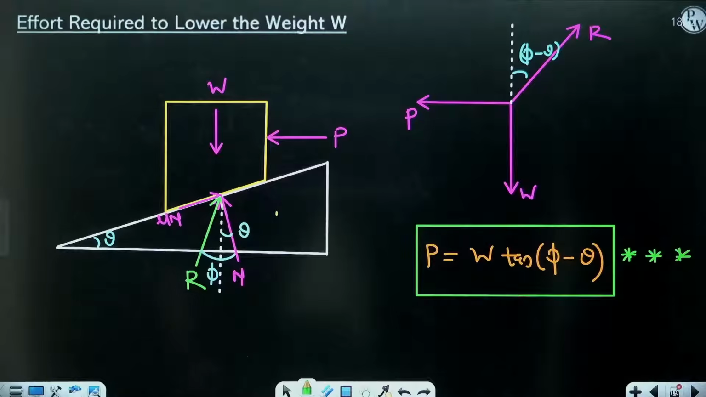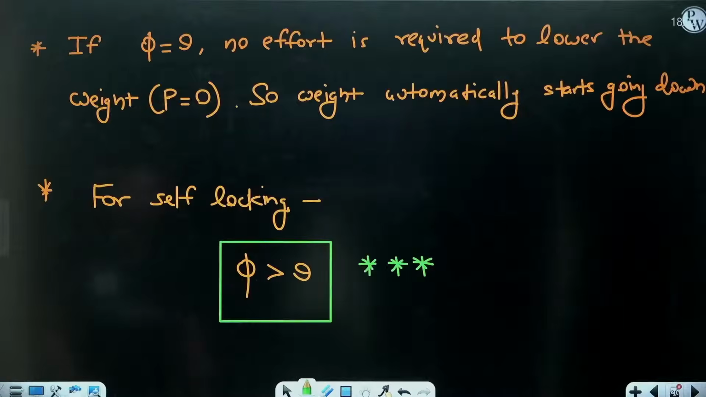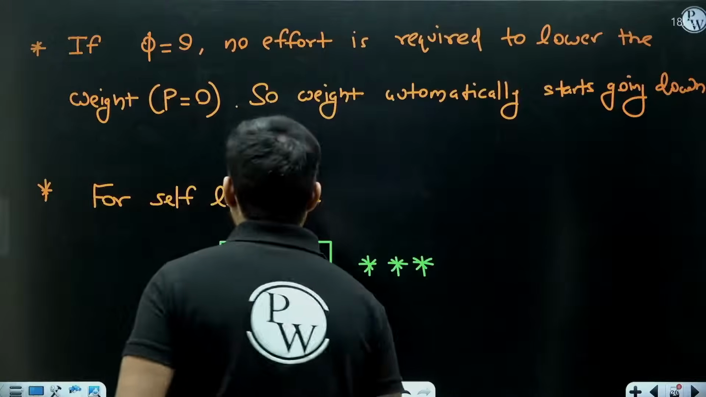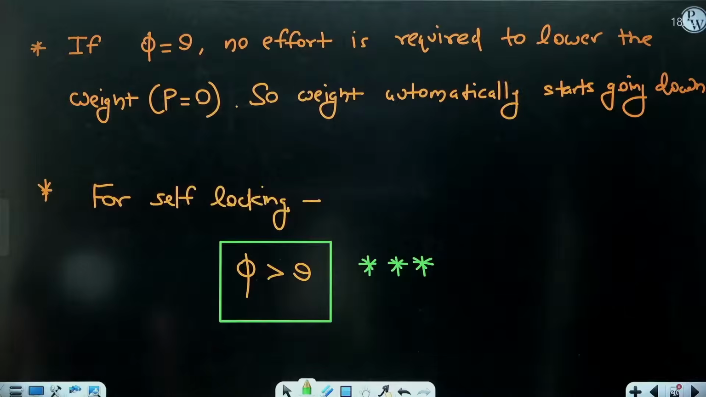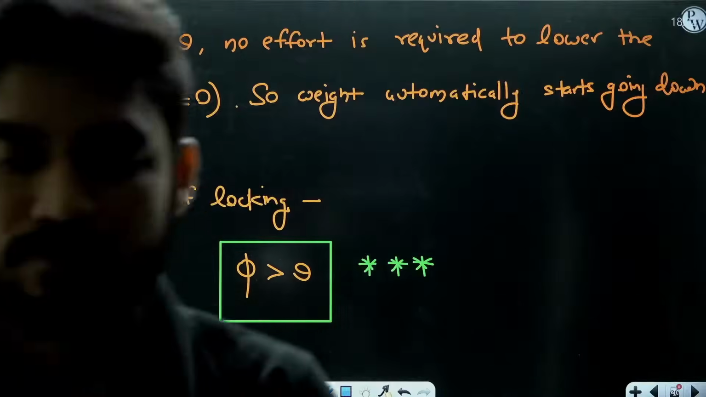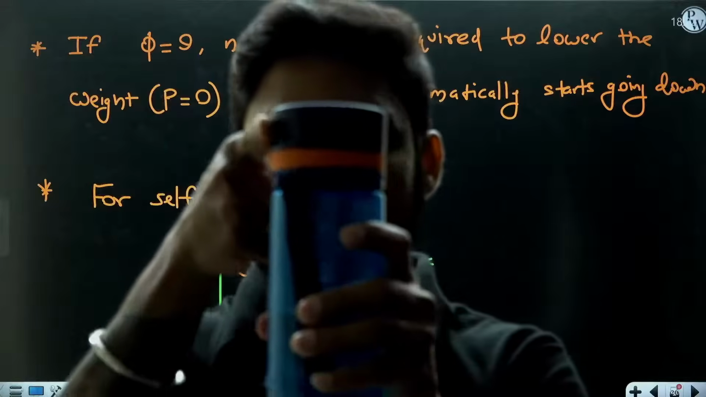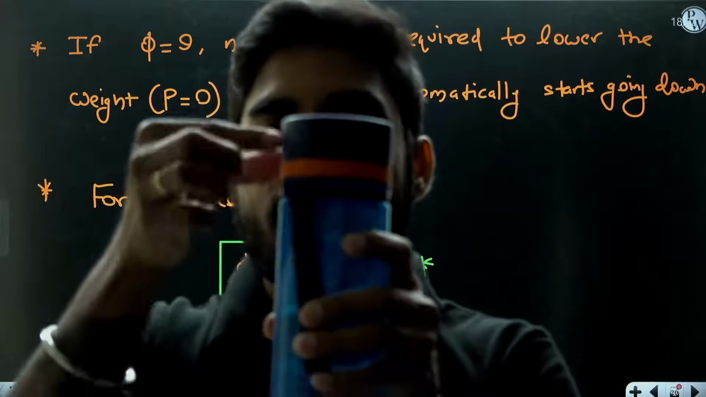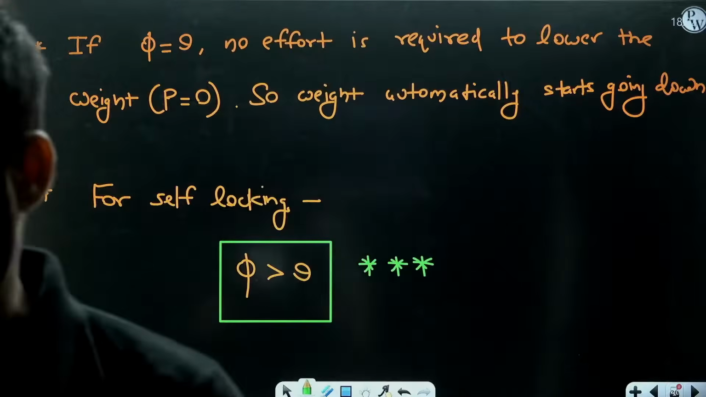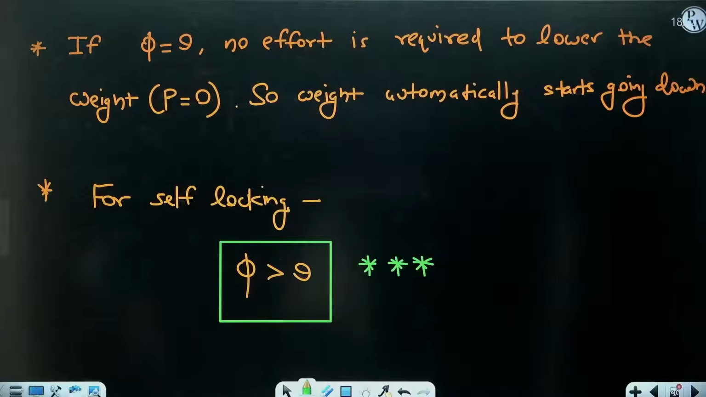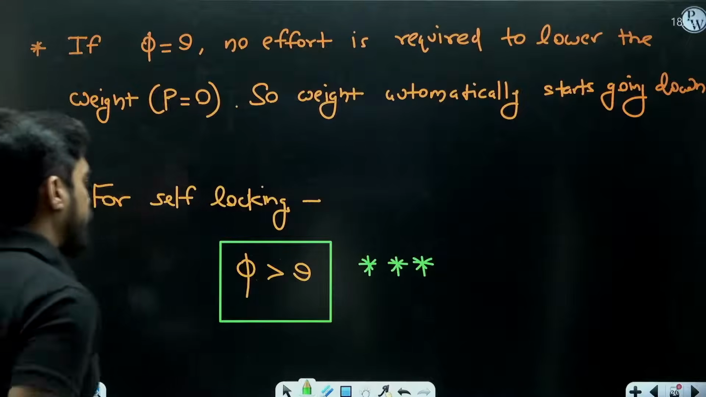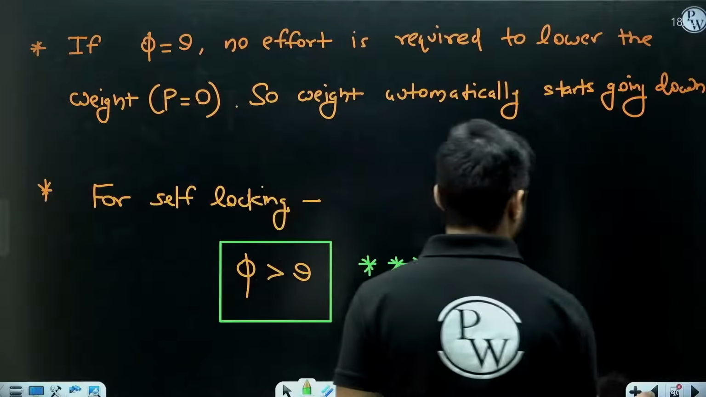Okay. Now understand this. Whatever effort we have calculated, that effort is applied on the surface of the screw like this. If I attach a lever to it, then how much effort will I require? Like this. Understand this.